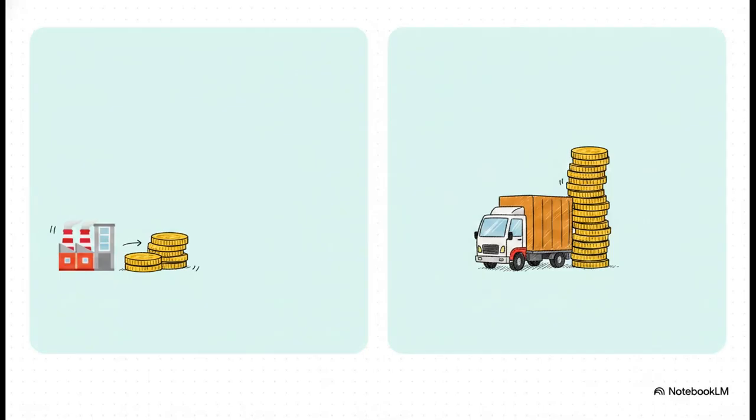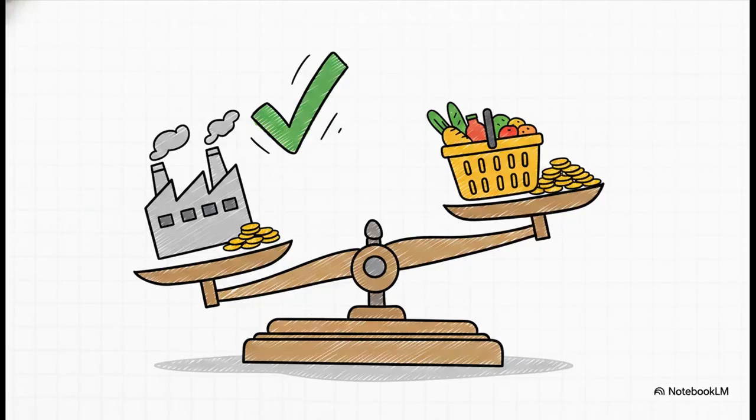Say your internal variable cost is £8, but an external supplier charges £10. Making it internally looks way cheaper, right? I mean, the math seems totally obvious.